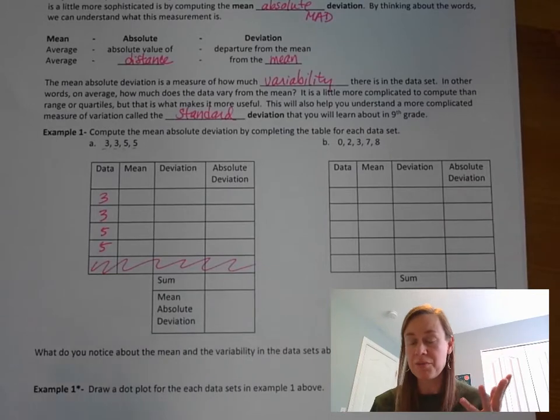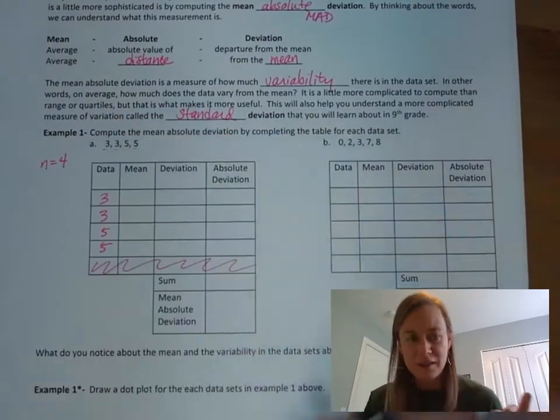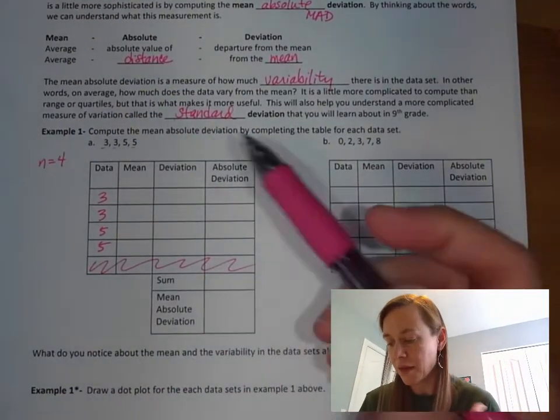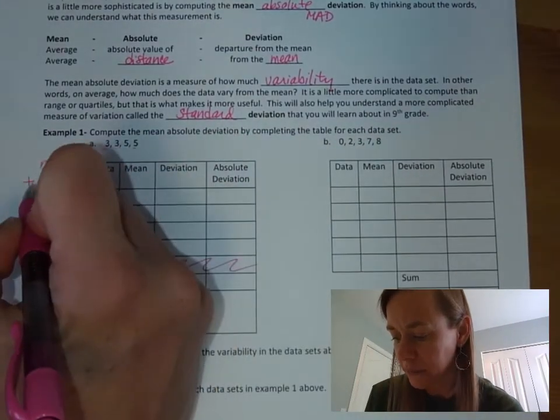Now, what's the mean of these 4 numbers? Well, I know how to figure that out. First of all, what's n? What's the number of numbers? How many numbers do I have here? 1, 2, 3, 4, right? Okay, and now let's add them up. 3, 6, plus 10. It looks like it's a total of 16.